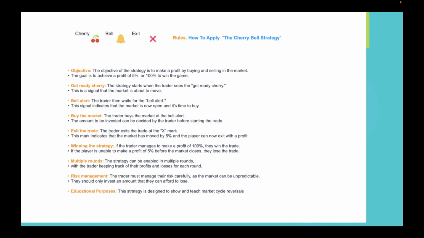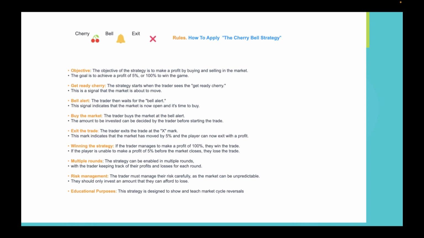Exit the trade. The trader exits the trade at the X mark. This mark indicates that the market has moved by 5% and the player can now exit with a profit. So all that's going to be dependent on the exchange and the exchange fees. So you should take that into consideration. Winning the strategy. If the trader manages to make a profit of 5%, they win the trade. If the player is unable to make a profit of 5% before the market closes, they lose the trade.